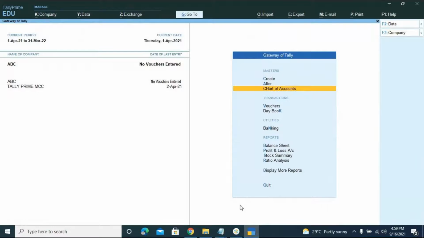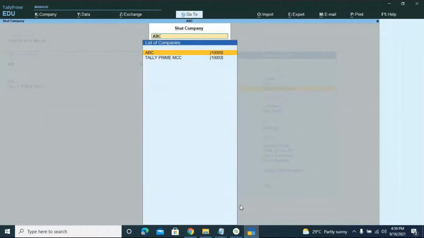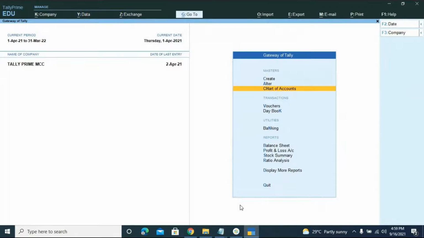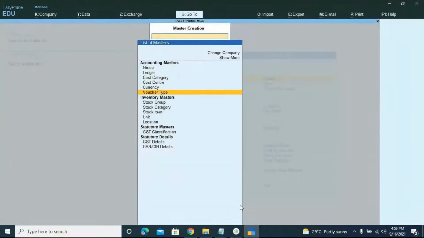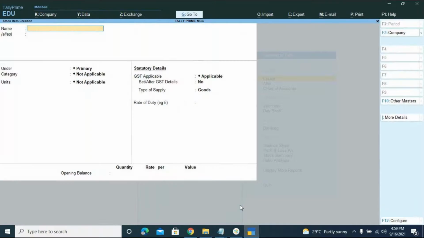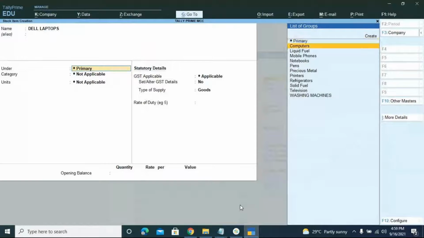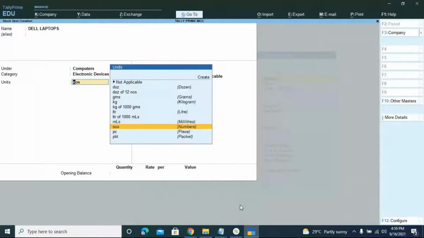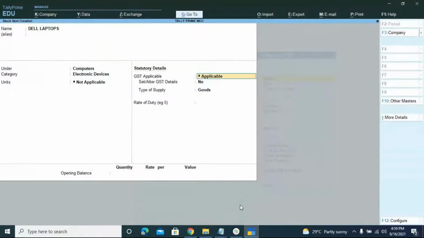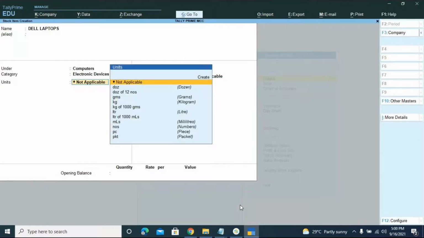Have you made that observation, or have any of you experienced it? Now I go and create a stock item. Let's say I create Dell laptops. I give it under computers, electronic devices, all fine. But here I skip the units. I'm not giving the units. Can you see what's happening? I don't give the units of measure, not applicable.